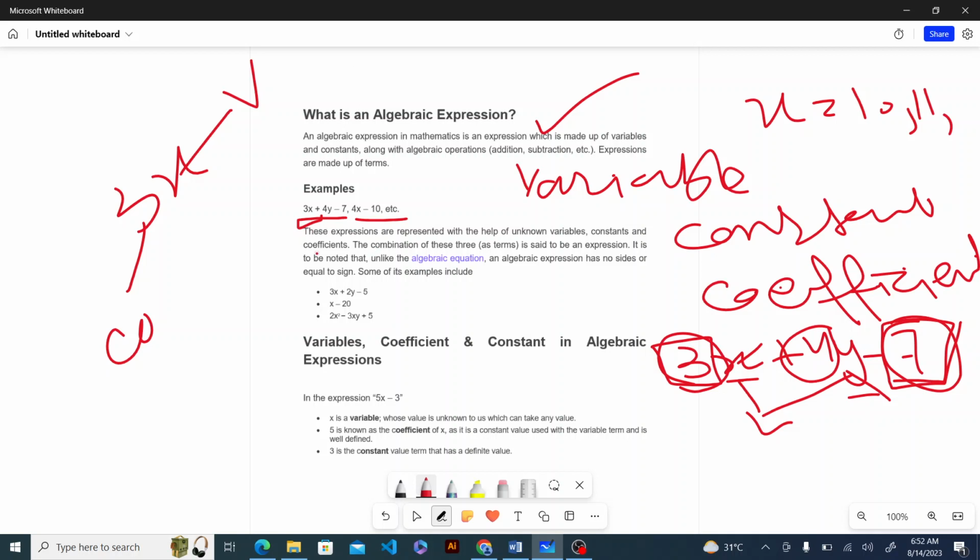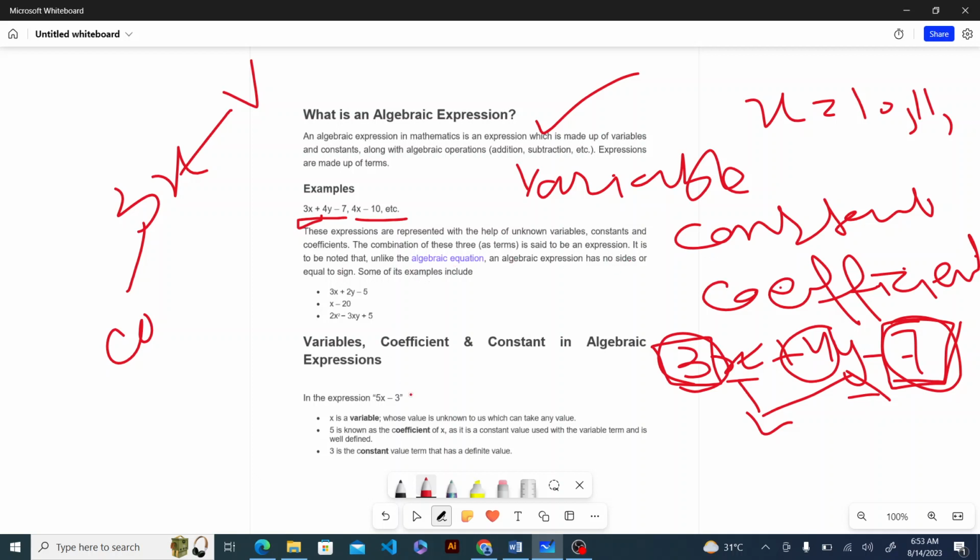So these are the examples and I'll just read the explanation written here. These expressions are represented with the help of unknown variables, constants and coefficients. The combination of these three terms is said to be an expression. These three what? 3x, 4y and 7. These three terms combinedly make an algebraic expression. It is to be noted that unlike the algebraic equation, an algebraic expression has no sides or equal to sign.